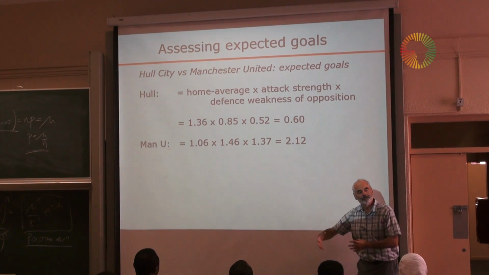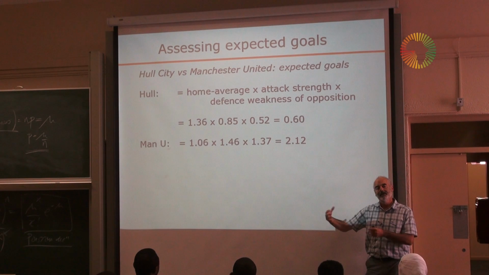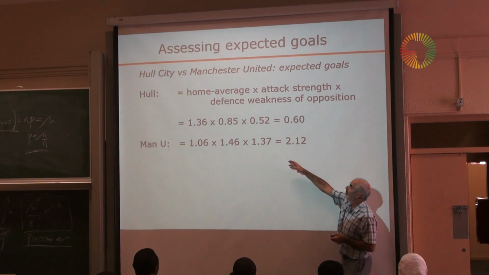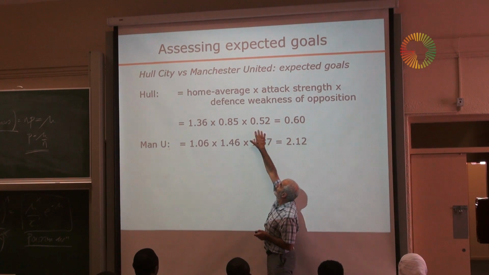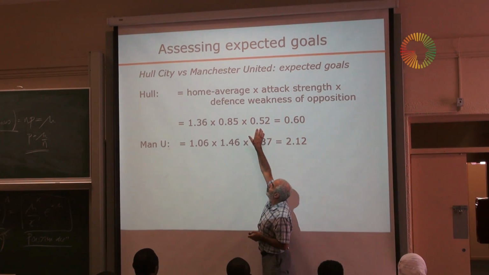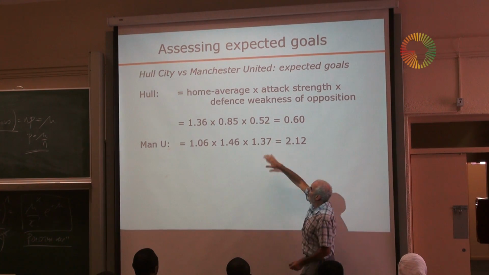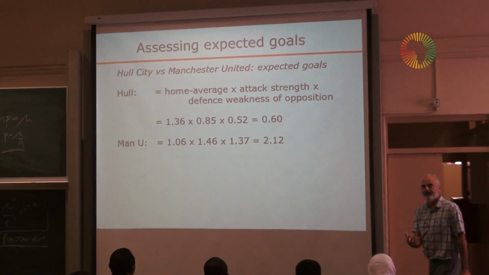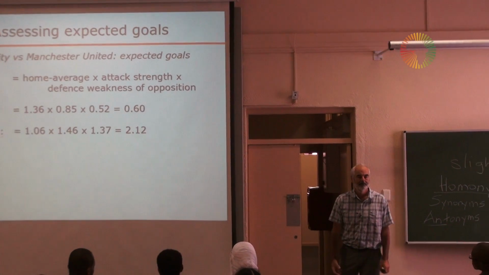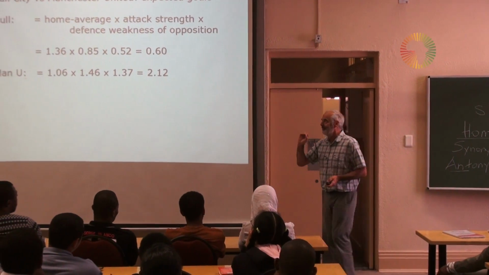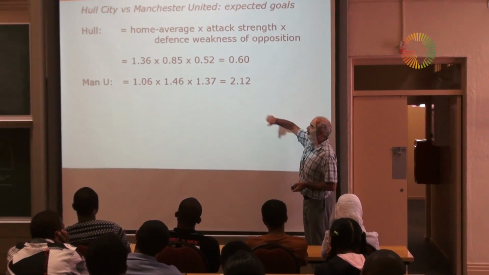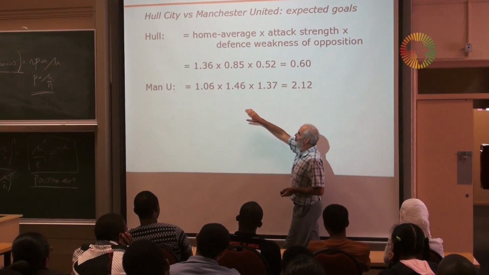But then they're not playing an average team. They're playing Manchester United, which has got a very low defence weakness. And so we multiply that down as well. And we get that Hull, we expect them to score 0.6 of a goal. Okay, you can't score 0.6 of a goal, but that doesn't matter. It's an expected value of 0.6. And similarly, Manchester United.